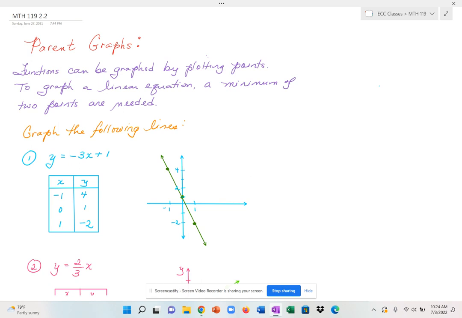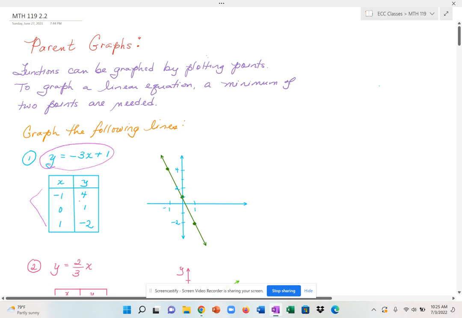So in the first one, we have y equals negative 3x plus 1. So you pick 3 values of x. They could be any values that you want. So I usually pick easy numbers like negative 1, 0, and 1. You plug in each of those numbers into this equation to compute what y is.